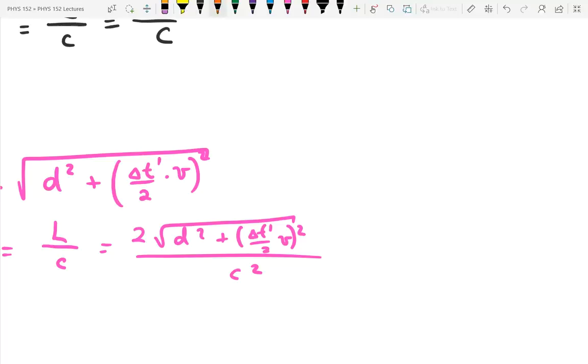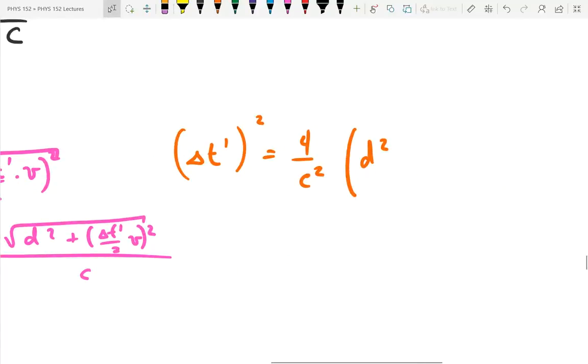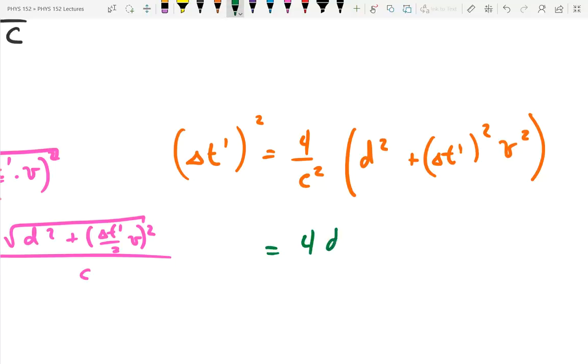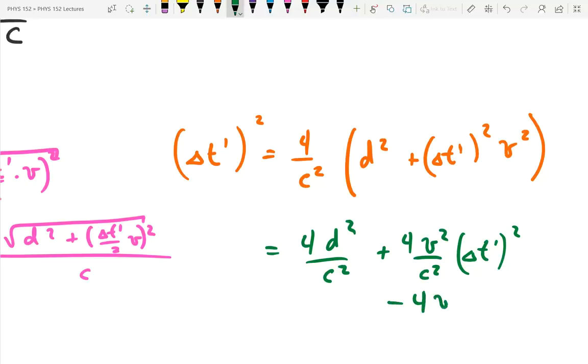okay, I thought that would be good, but it's not. Delta t prime squared is equal to 4 over, oh, I squared that already by accident, 4 over c squared times d squared plus delta t prime squared v squared. Well, now I have delta t prime two places. I'll move it across. First, I will expand this for d squared over c squared plus 4v squared over c squared delta t prime squared. So I shall subtract 4v squared over c squared.